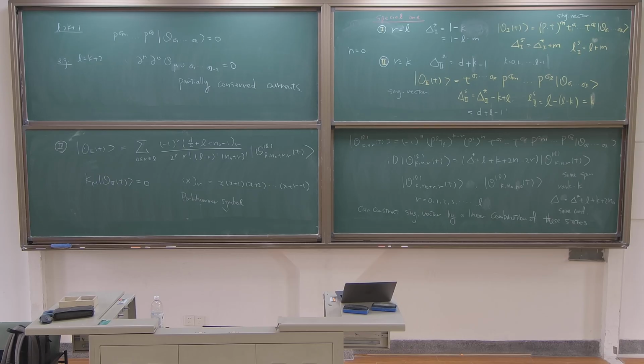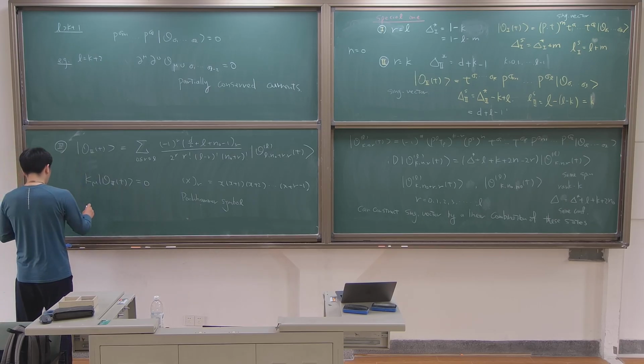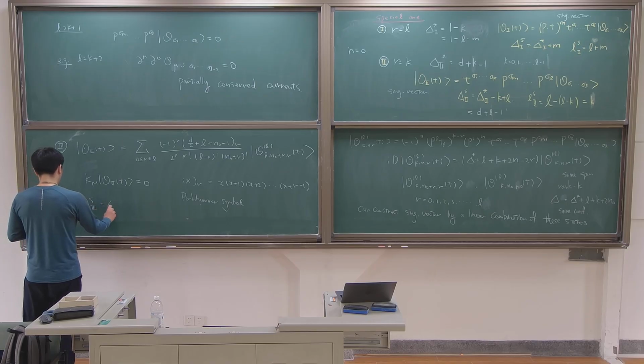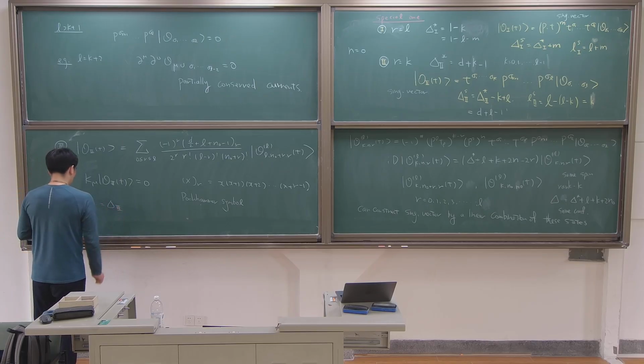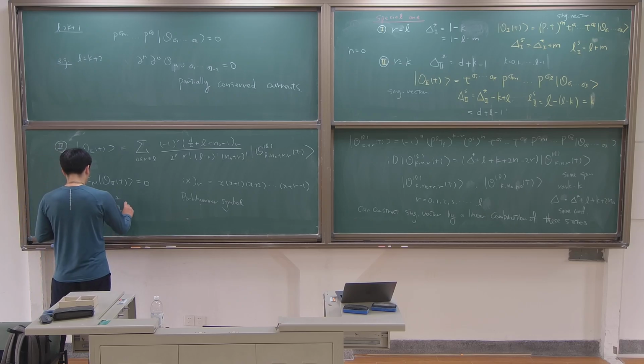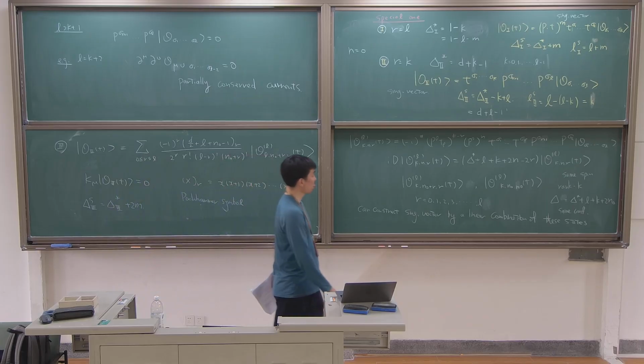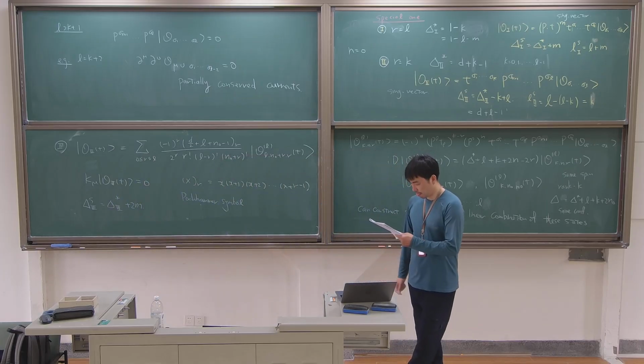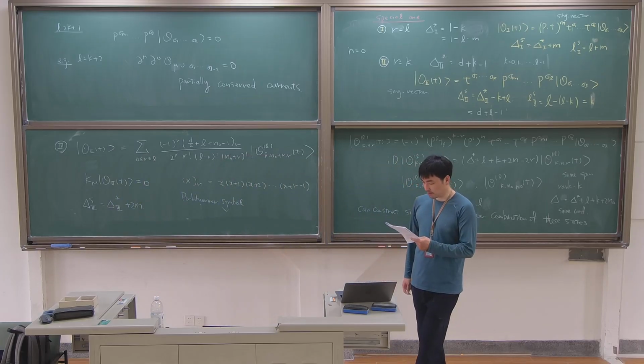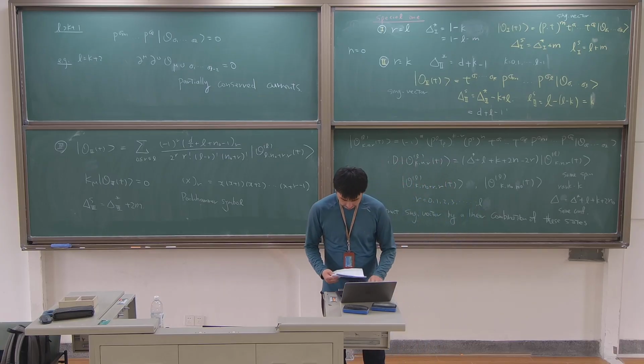Fine. And then the conformal dimension of this guy. Okay. This delta 3 star plus 2m. Sorry, what is 2m? It should be related to n0.